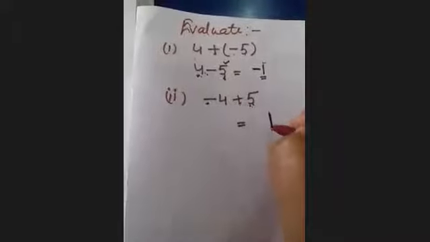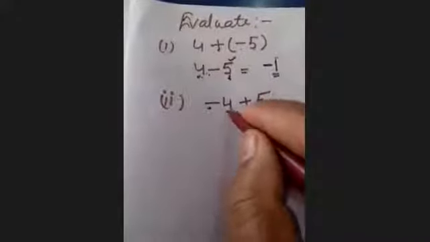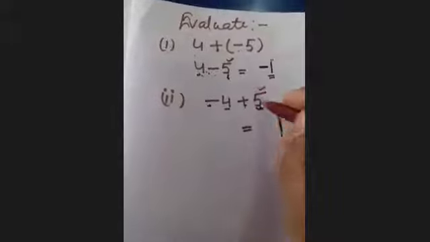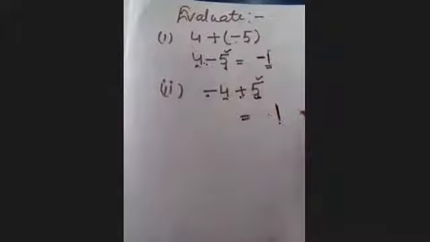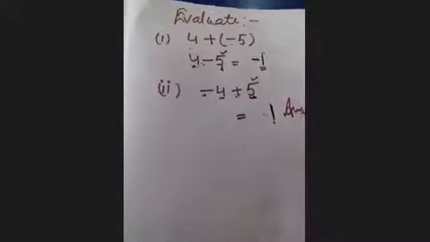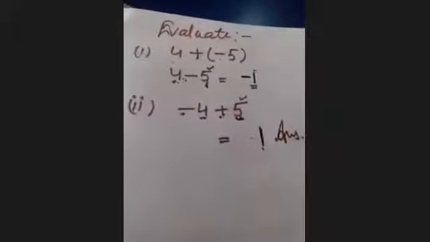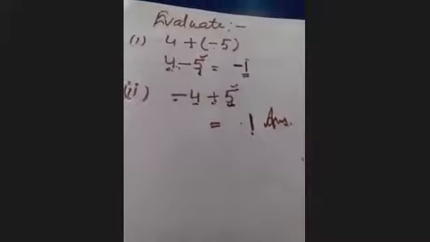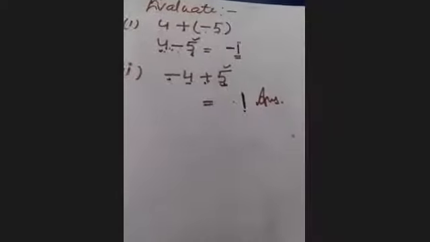Now, 1 should be positive or negative? Now compare this number. This is 4. This number is 5. 5 is greater, and the greater number is with a positive sign. So the result is +1. Clear, students?